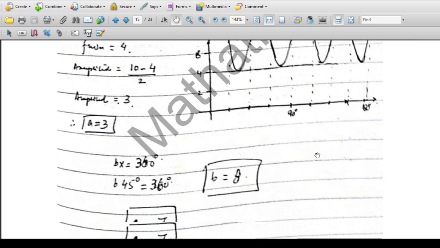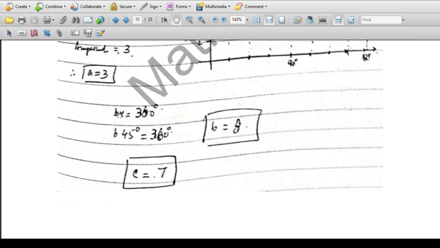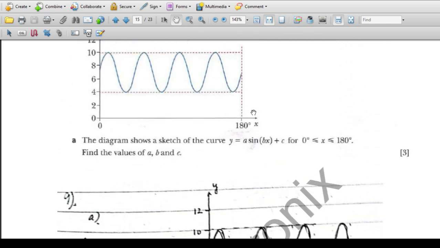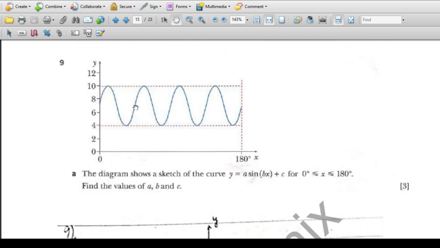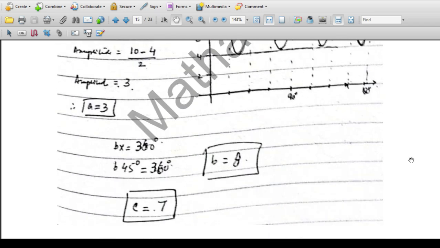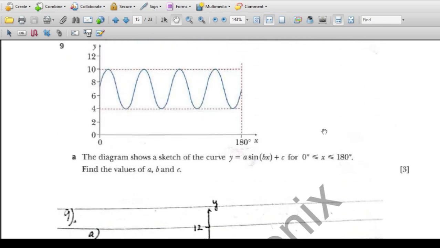So bx is equal to 360 degrees, so x is 45. From here to here it is 45, from here to here is 90, then 135, and so on. So from here to here it is just 45 degrees. So in just 45 degrees, B is obtained as 8. So there are 8 periods in 360 degrees. In 180 degrees it is only 4.